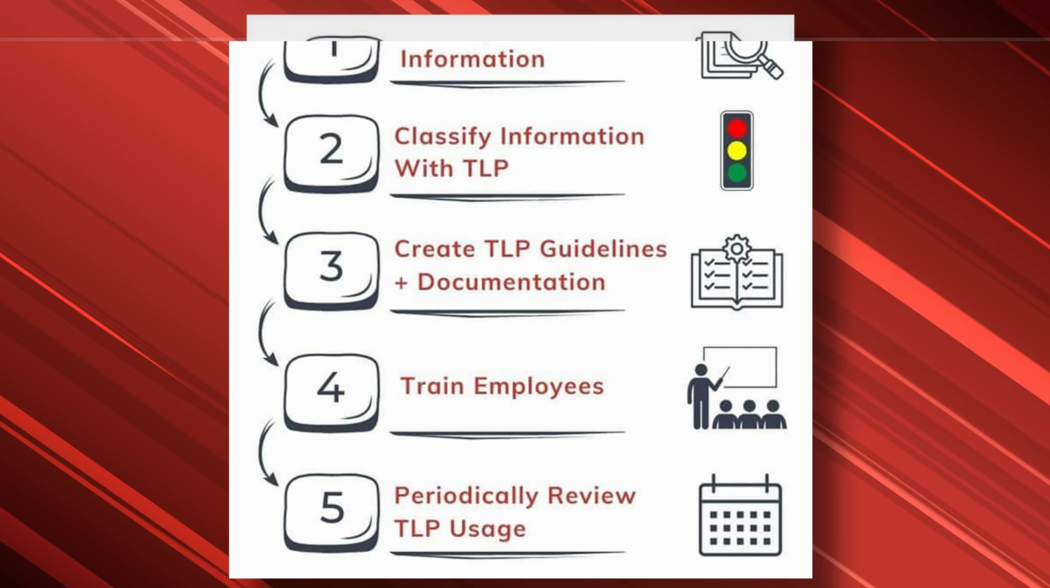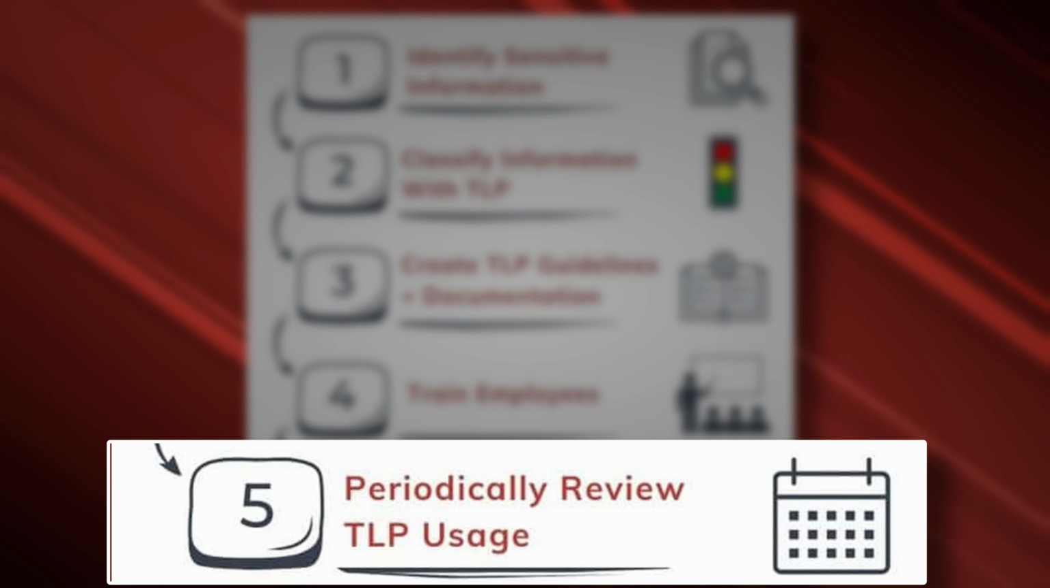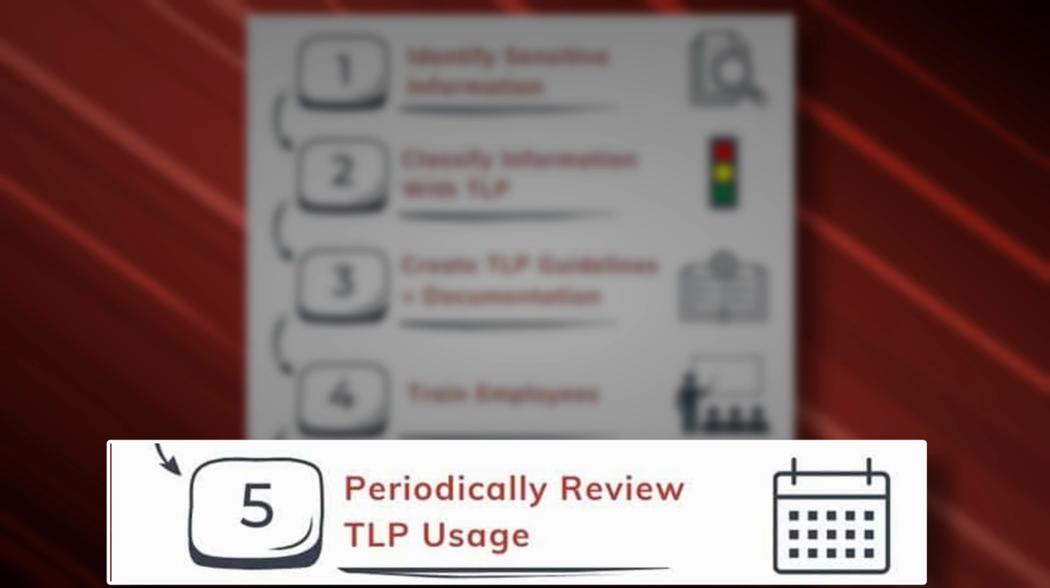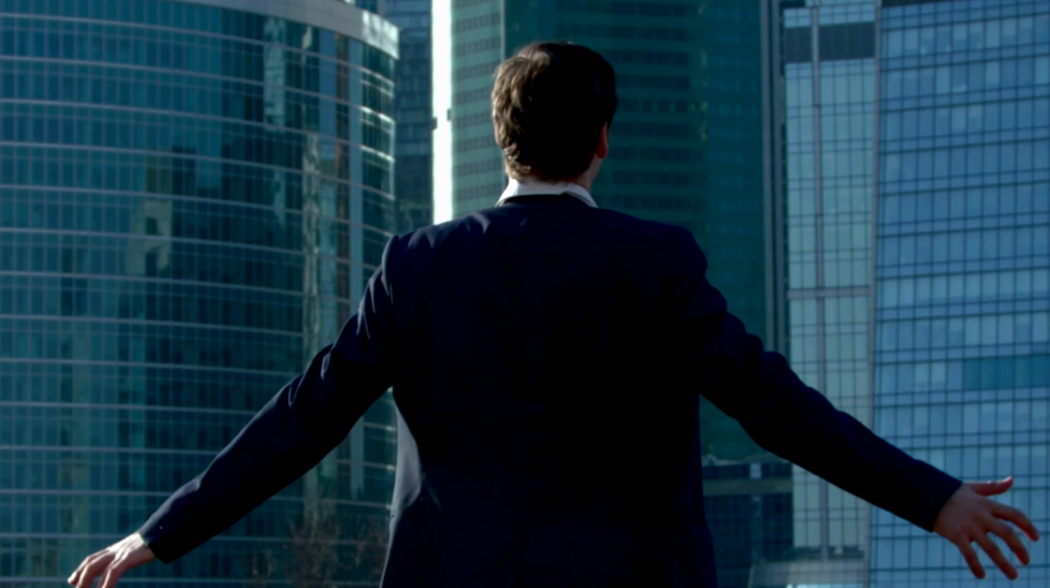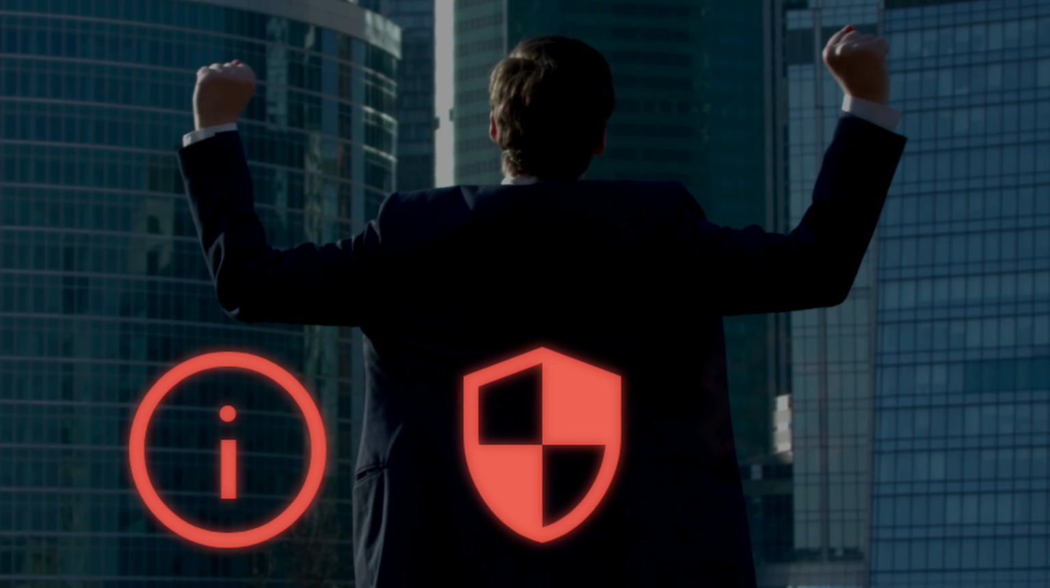The final step is to schedule periodic reviews to ensure TLP is being used appropriately. You want to periodically review how employees are using the traffic light protocol, how documents are being labeled, and what information is being shared with the wider community. This will ensure that your TLP guidelines are understood and followed appropriately. You may find guidelines need to be revised or employees need additional training. These 5 simple steps will help your organization get started with the traffic light protocol. Your success will largely depend on how you implement TLP and balance the need for information sharing, data protection, and limiting overhead.